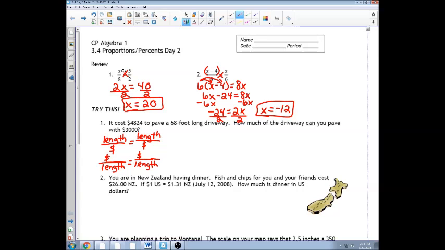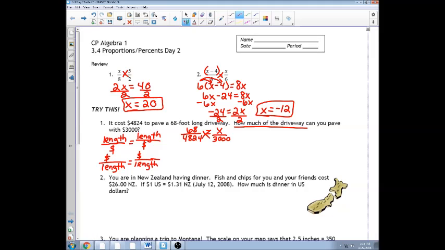So it says it costs $4,824 to pave a 68-foot long driveway. So I could do 68 over 4,824 would be equal to, when you see how much of the driveway, that's going to be our variable. We don't know how much it's going to be, so we're going to have to use x for that. Remember, that's the length of the driveway that we can do for $3,000, so we're going to put x over 3,000. The right side is everything after how much. The left side is all about the initial, or the 68-foot long driveway.